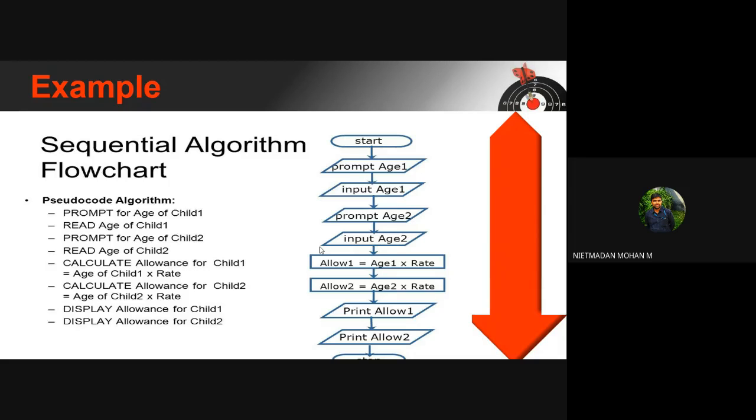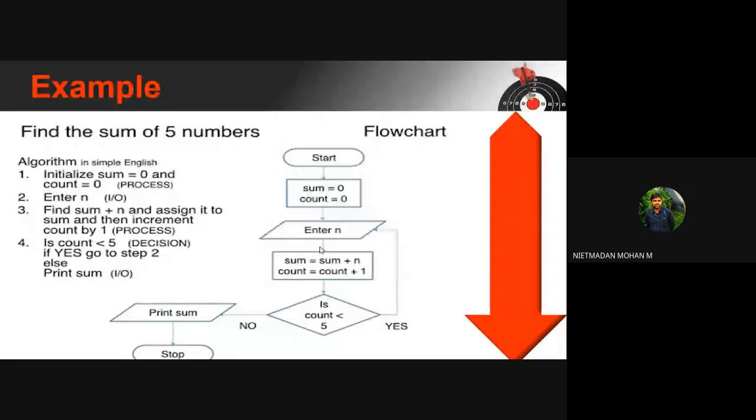Fine? Yes, sir. So this is the sequence algorithm. You can see the flow of a flowchart. It will be in a sequence format. So now coming to the second one. Can anyone tell me what is really happening here?